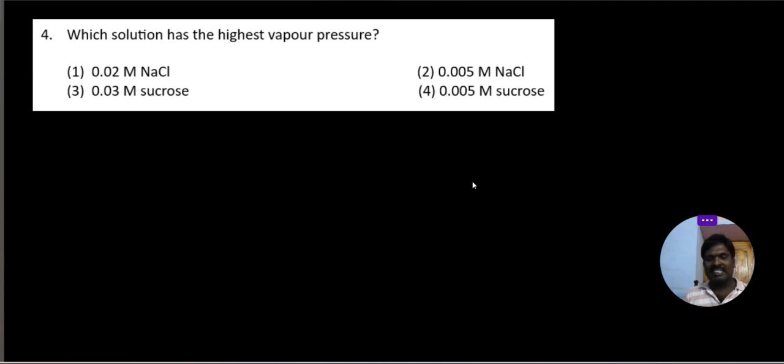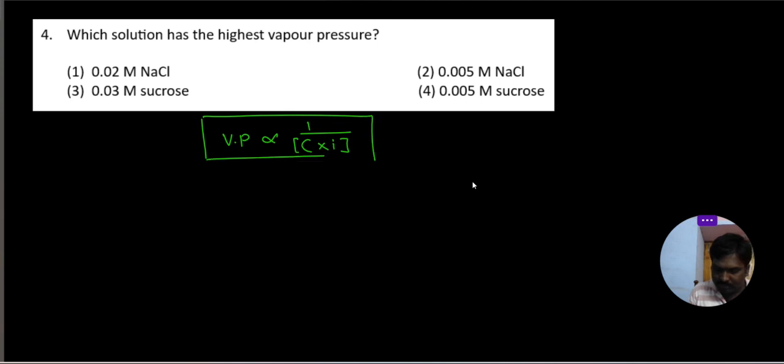Which solution has the highest vapor pressure? Already I told you, relative lowering of vapor pressure is directly proportional to C into I. But vapor pressure of the solution is inversely proportional to C into I.